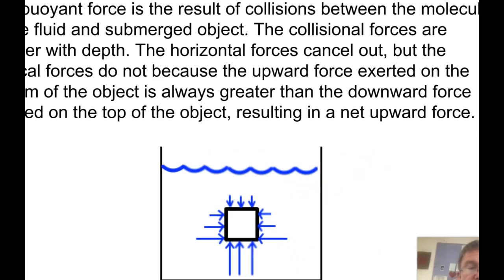The buoyant force is a result of collisions. So basically, the idea is let's just look at the sides, okay? If I look at the sides, there's no net sideways force because the magnitude of the net collisional force on this side is equal to what it is on this side. However, at the top, the collisions involve less force than the ones on the bottom. So the idea is the net collisional force at the bottom is greater than the net collisional force on the top, making a net upward force, whereas the net collisional forces on the sides cancel each other out.